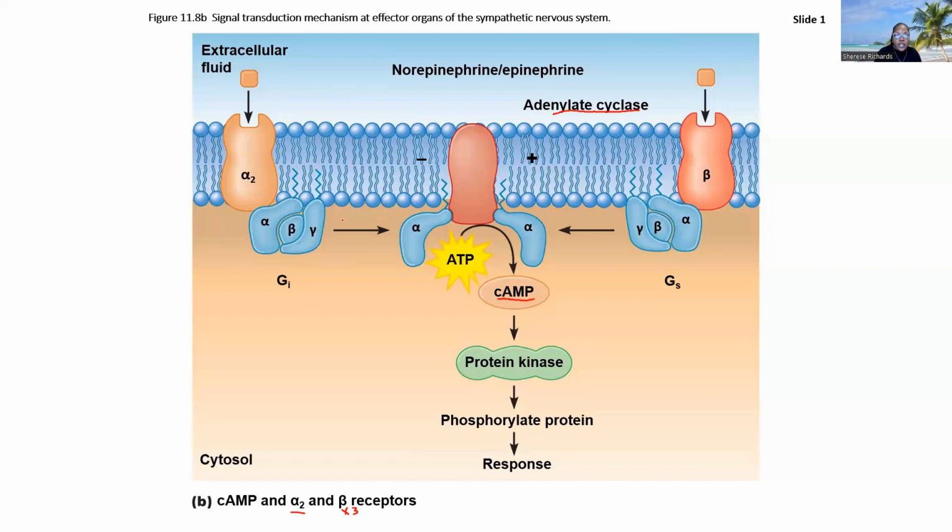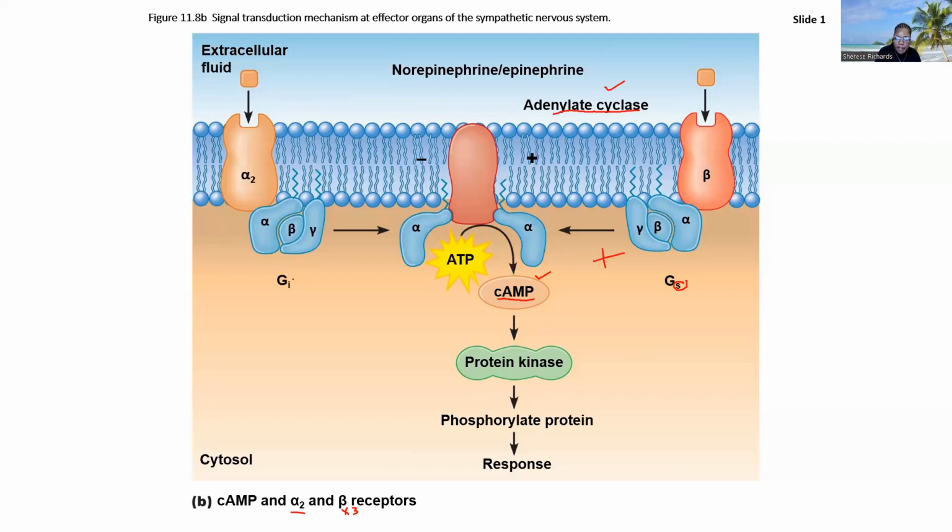All right, so let's look at this. The other exception I want to point out here is that although, again, we're looking at the same amplifier enzyme, same second messenger, beta receptors are going to activate that, right? They have a stimulatory G protein, so they are going to activate this process.